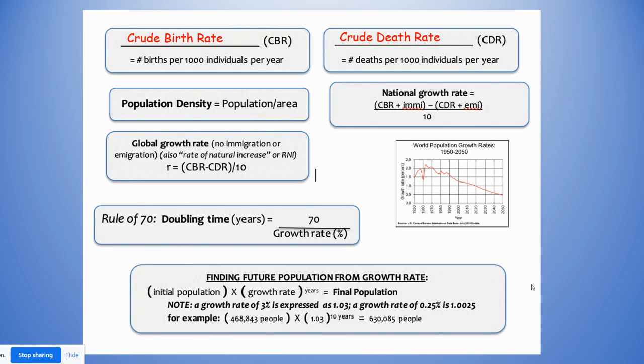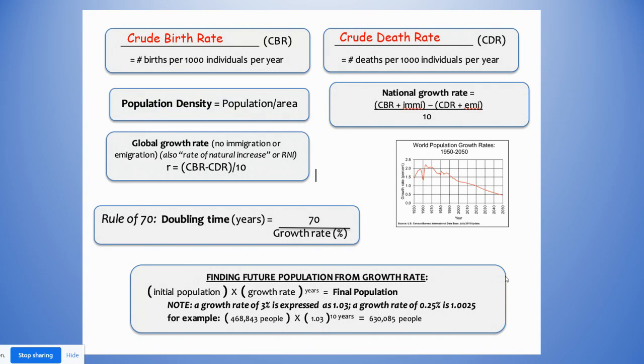So if you want to find a future population from growth rate, most of the math that you will see on a test will be this. They'll ask for the doubling time or they'll ask for the growth rate, and they'll give you the opposite. This is the main one that you will see.